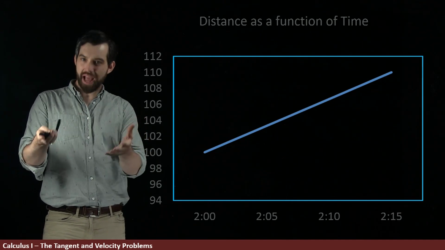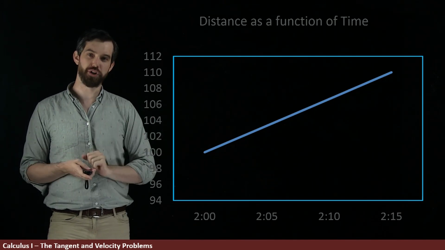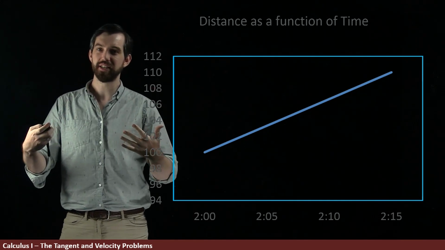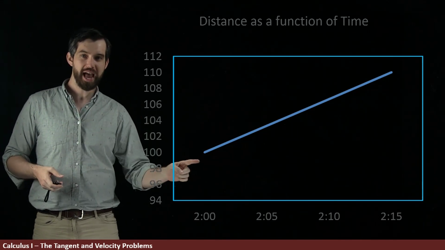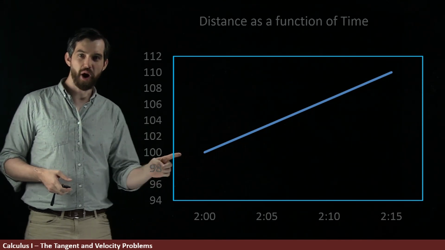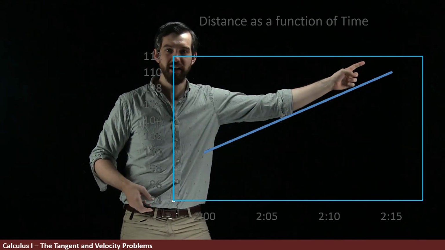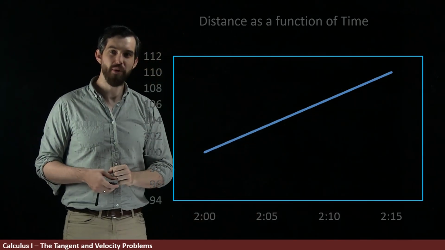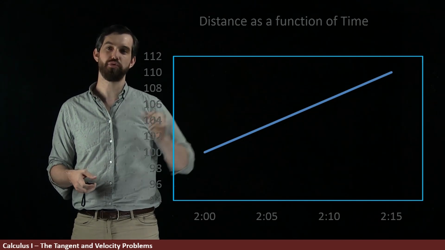Let's try to translate our velocity problem into a geometric picture. I've given you an example of a graph, the distance as a function of time, that represents the same example we saw before. So that at 2 o'clock here, our car is hanging out at the 100-mile mark. And over here at 2:15, we're going to be up here at the 110-mile mark. And what we have is distance as a function of time going up in this straight line.